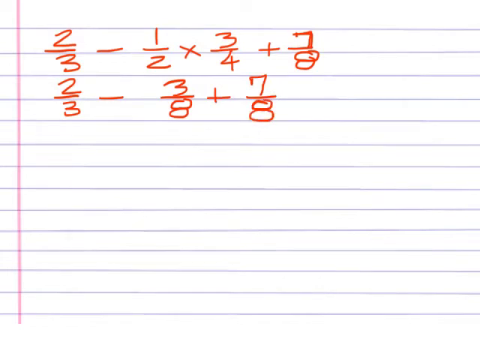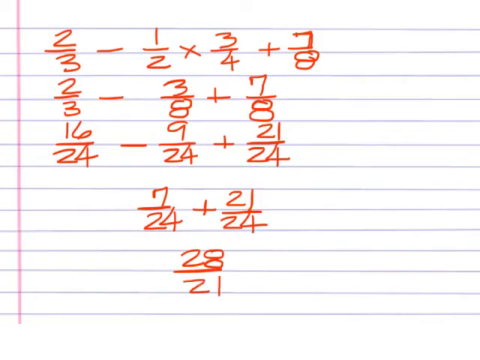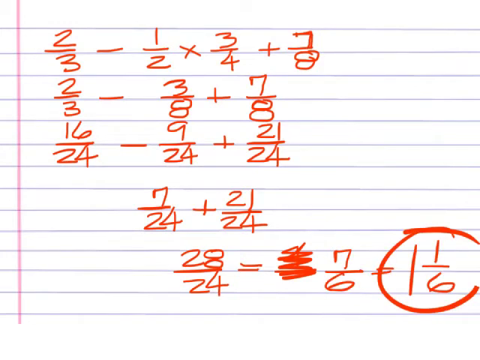then find your common denominator of 24. And once you find that common denominator of 24, you should have 16 over 24 minus 9 over 24 plus 21 over 24. So 16 minus 9 is 7, and then 7 plus 21 is going to give us 28 over 24, which can be simplified to 7 over 6, which is the same as 1 and 1/6 as a mixed number.